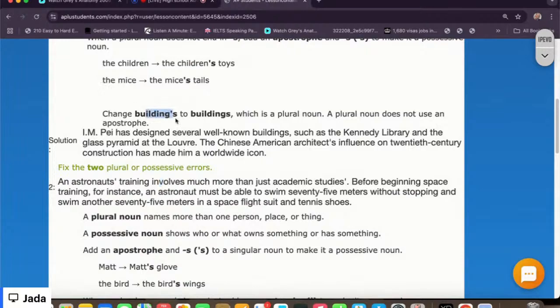So change buildings to building. So now building was made possessive, but it doesn't need to be possessive. So it's just a normal plural noun. So you have to change the possessive form to a plural noun.